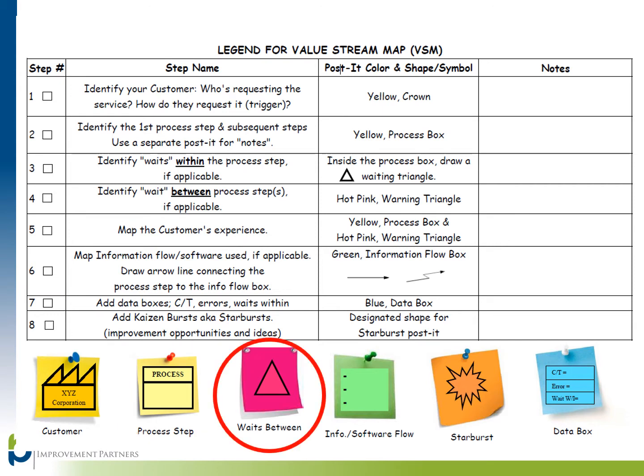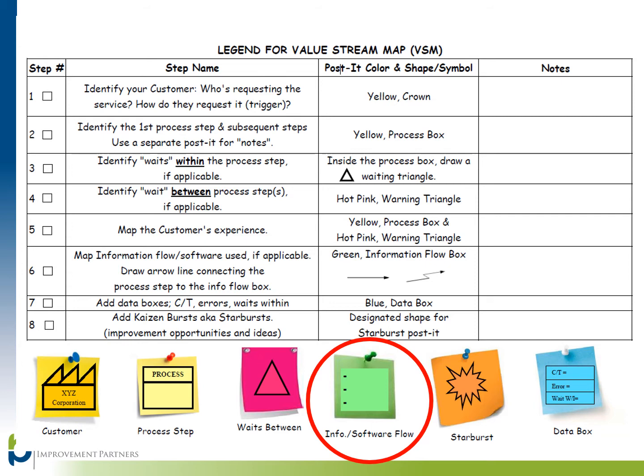The triangle represents inventory or work in process, or a delay in the process. These delays can be between process steps, such as between registration and taking patient vital signs as the patient waits in the lobby, or within a process step, such as waiting in line at the copier to make 10 copies of a meeting agenda. The green box is for information or software.